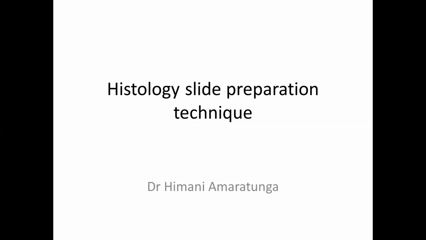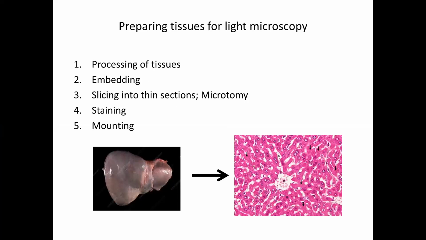In this lecture, we will learn about how histological slides are prepared from soft tissues. In the preparation of tissues for light microscopy, there are several processes. First is to process the tissues. Then we need to embed the tissues. Then we slice the tissues into thin sections, which we call microtome. Then we stain the tissues, and then finally we mount these tissues on glass slides.